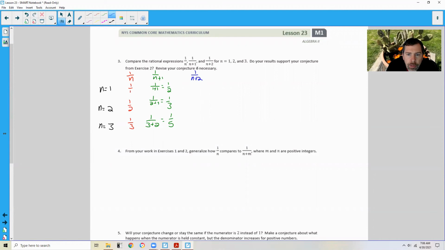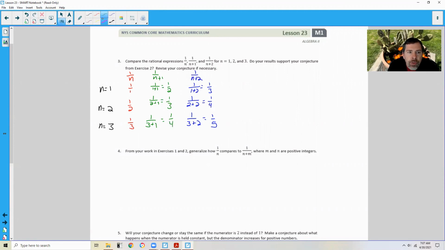My n is 1, that's going to be 1 over 1 plus 2, which is 1/3. This is going to be 1 over 2 plus 2, which is 1/4. And this one will be 1 over n plus 2, which equals 1 over 5. And I made a mistake here. This is supposed to be a 1. So therefore, this is supposed to be a 4.